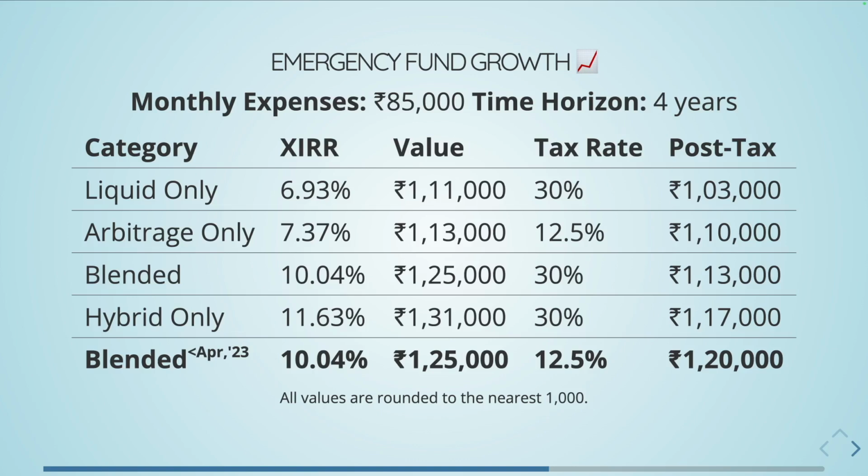And if I look at my actual blended setup, because the entire setup was done in the 2021-22 time period, which is all before April 23, there is a taxation rate. It's all treated as long-term capital gains. So my current setup, even after the post-tax return, if I go and redeem it for any emergency purposes, it is still much higher.